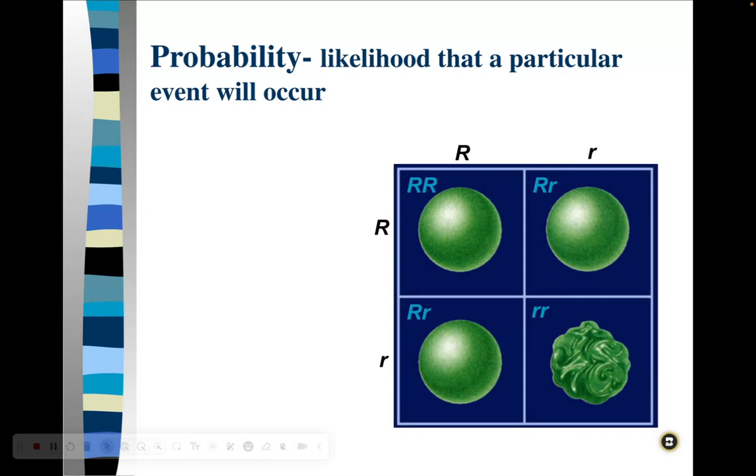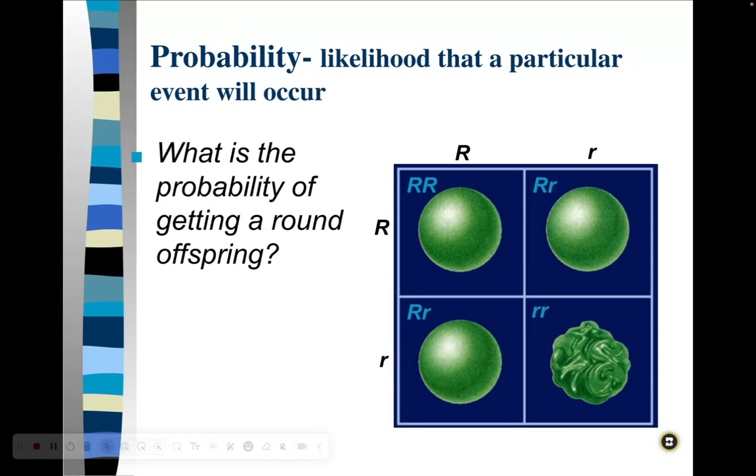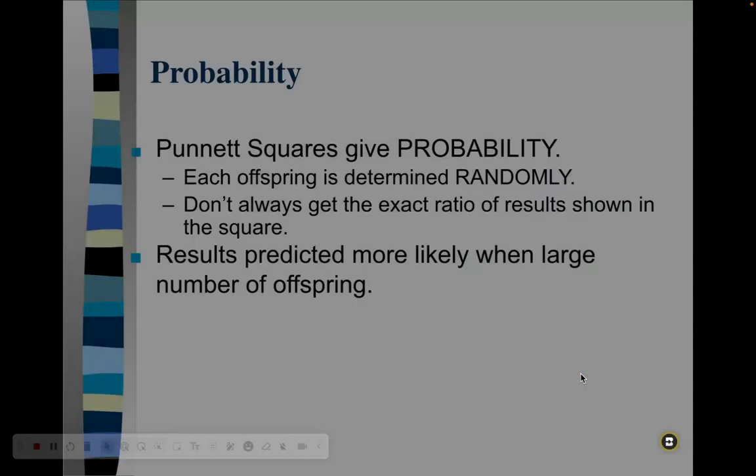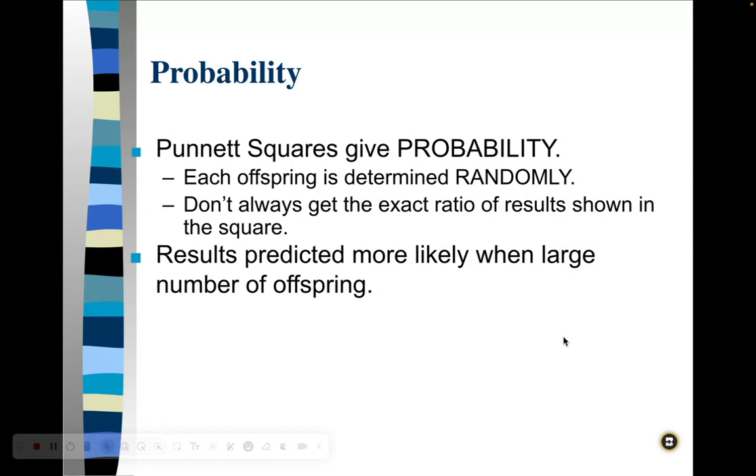Let's talk about probability. So Punnett squares show probability. Probability is the likelihood that a particular event will occur. So what is the probability of getting a round offspring? Well, round is dominant, so you got 3 out of 4 that will be round, and only 1 out of 4 will be wrinkled. Punnett squares give probability. Each offspring is determined randomly, but you don't always get the exact ratio results shown in the square. The results predicted are more likely when there's a large number of offspring.